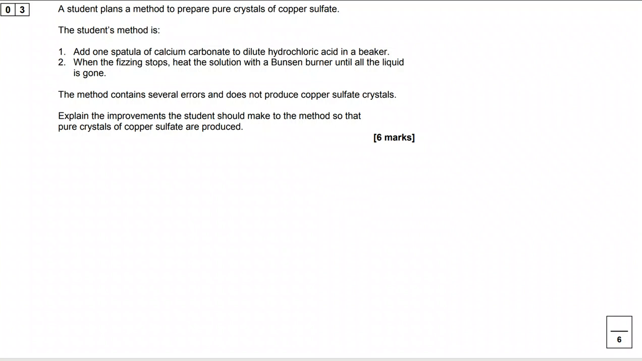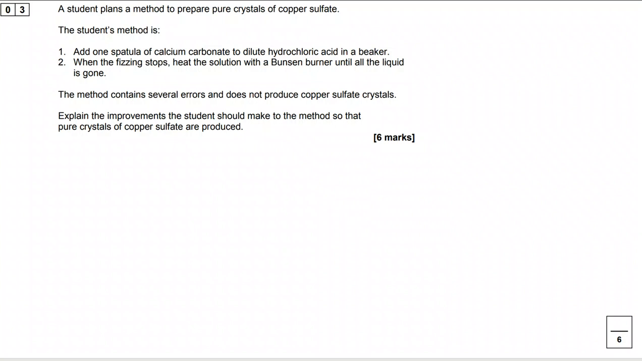Okay, so a student plans a method to prepare pure crystals of copper sulfate, and the method is provided here, that the student came up with. Add 1 spatula of calcium carbonate to dilute hydrochloric acid in a beaker. When the fizzing stops, heat the solution with a Bunsen burner until all the liquid is gone. Now there are many errors in there, and it would not produce copper sulfate crystals. What improvements could be made?